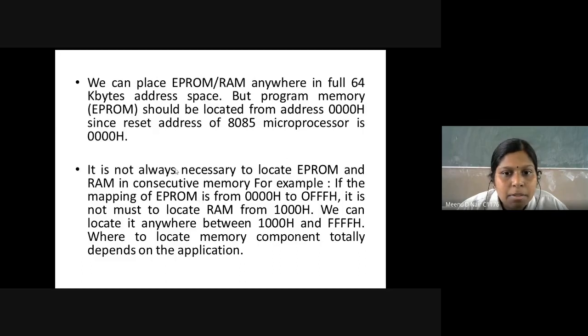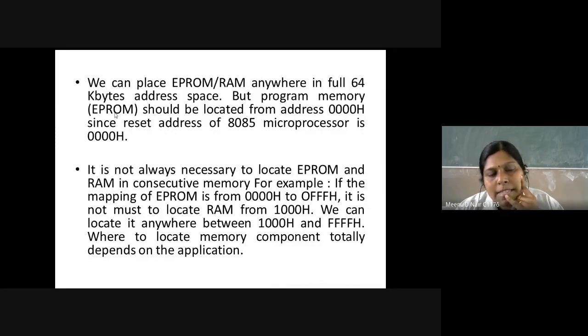Suppose the EEPROM occupies the locations from 0000 to 00FFH, then that is the total size of your EEPROM. And the RAM starts with 0100, the next number. But the RAM is not necessarily started from 0100. It can start anywhere in between 0000 and FFFFH. FFFFH is the address of the last word, that is 64K. 0000 is the starting address, and FFFFH is the ending address. So it can be anywhere in this range.